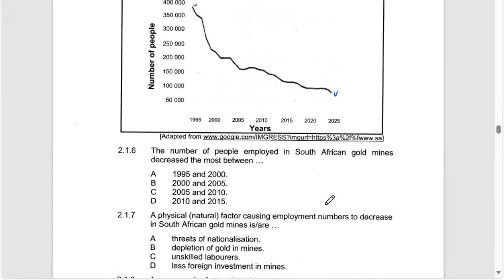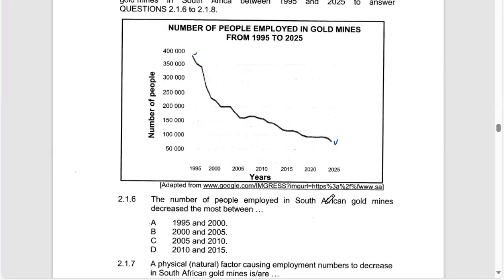The most, you are saying, where do we have a steep drop or a steep gradient on our line graph? If we check here, we can see that from this point to this point, it's very steep. So what is the time frame? We can see that the time there is around 1995 going to around 2000. So this era here is the one that experienced a sharp decline in the number of workers employed. So it's around 1995 to around the year 2000.